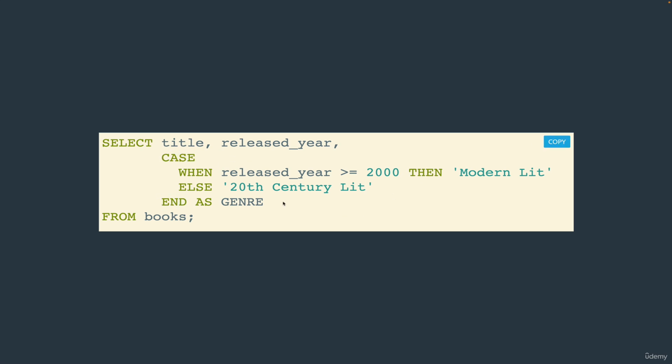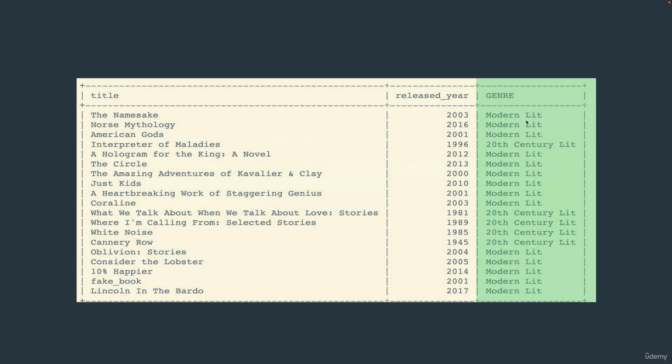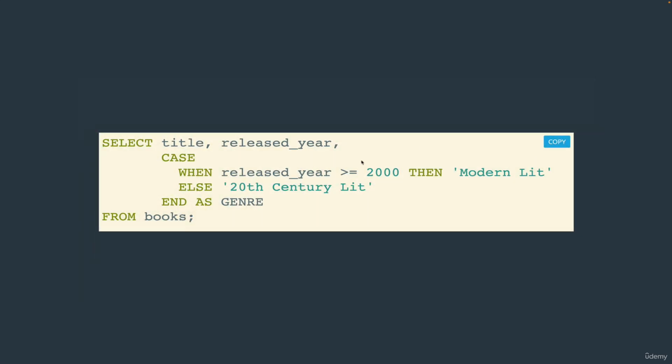So all of this code right here is used to generate this genre, modern lit or 20th century lit. And in this case, it's just an either or. You either are modern lit or you're 20th century lit. But we can get more complicated, as I'll show you in a moment. But let's try writing this ourselves.